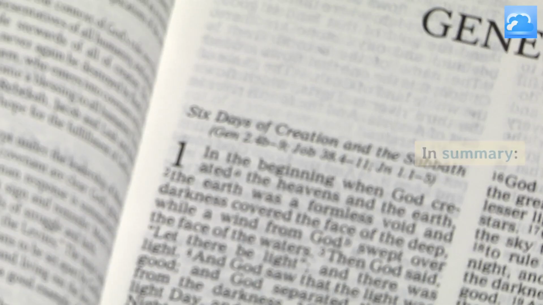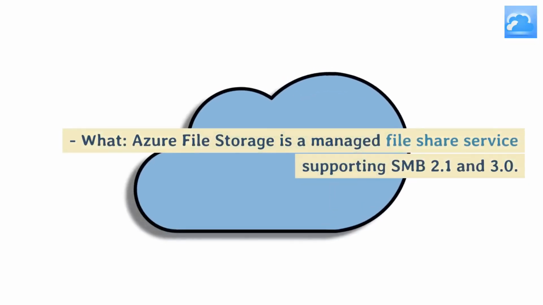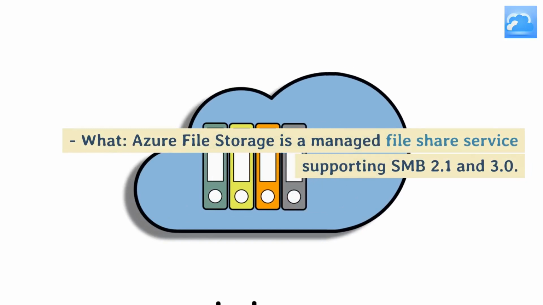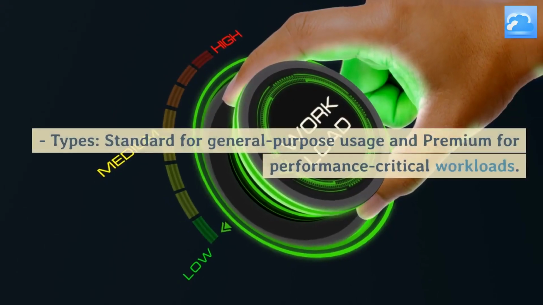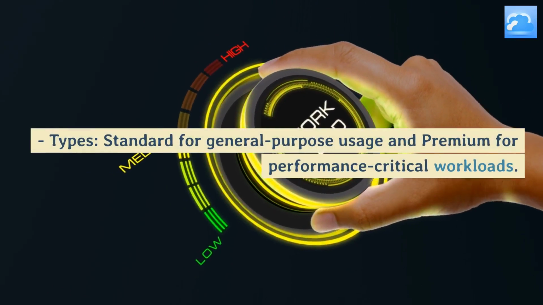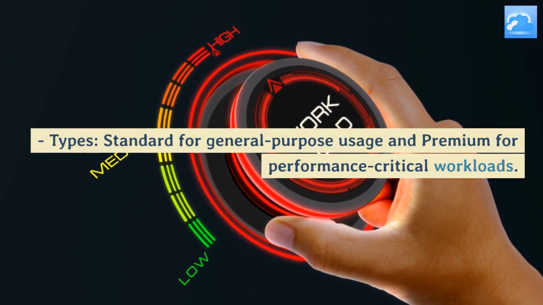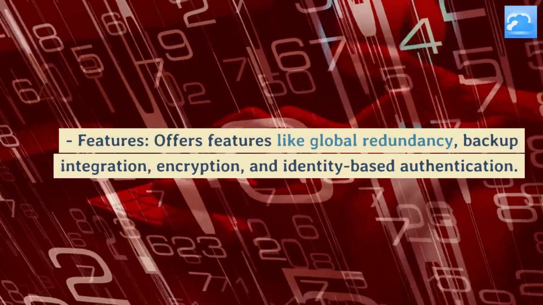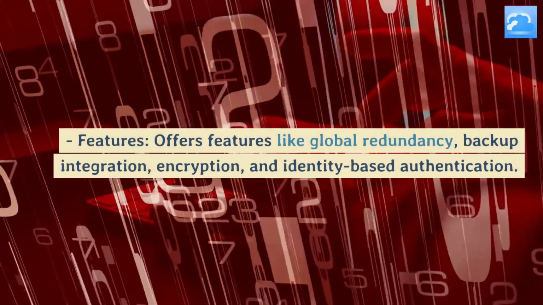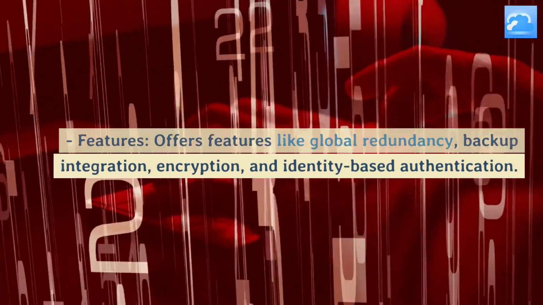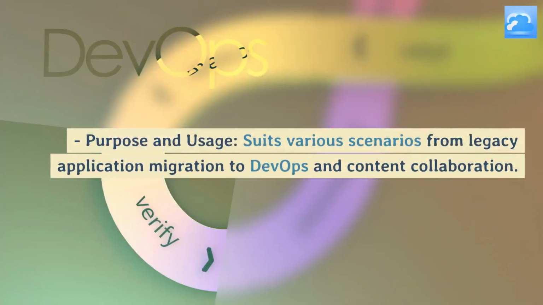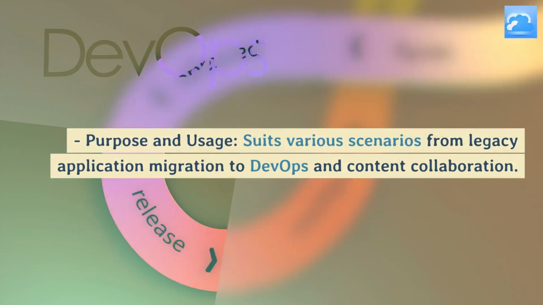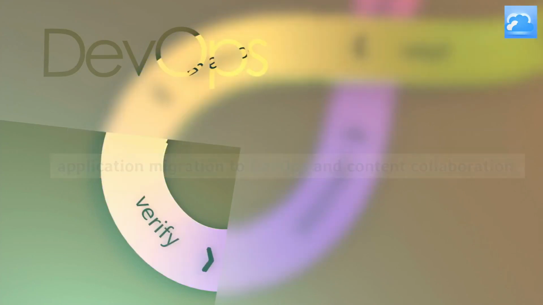In summary, Azure File Storage is a managed file share service supporting SMB 2.1 and 3.0. Types: standard for general purpose usage and premium for performance critical workloads. Features: offers features like global redundancy, backup integration, encryption, and identity-based authentication. Purpose and usage: suits various scenarios from legacy application migration to DevOps and content collaboration.